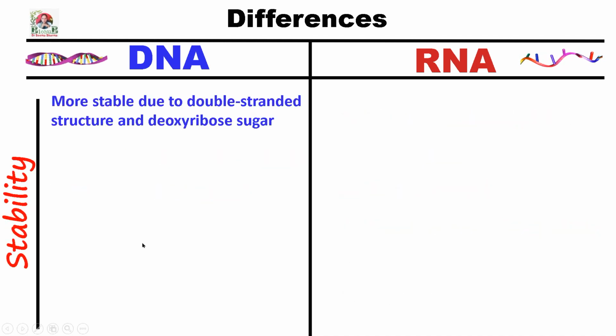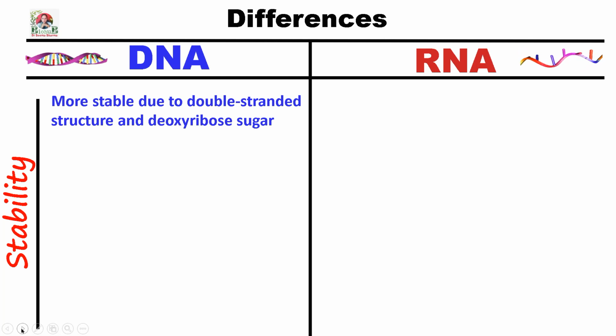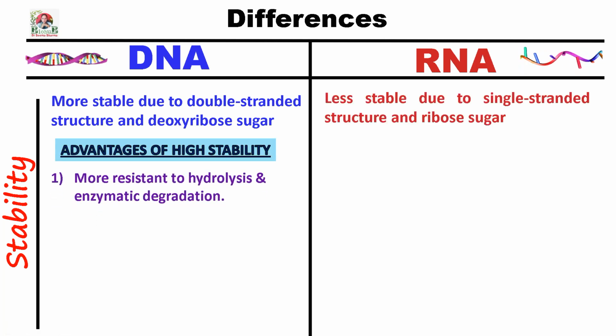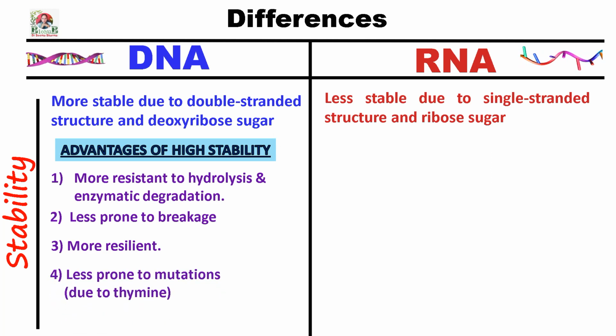Next parameter of differences about stability. DNA is more stable due to double-stranded structure and deoxyribose sugar. On the other hand, RNA is less stable because it's single-stranded structure and it has ribose sugar. Now, there are certain advantages of stable structure of DNA. Let's take up those. First advantage is that it is more resistant to hydrolysis and enzymatic degradation. Second, it is less prone to breakage. Third, it is more resilient. Resilient means tough. Fourth, it is less prone to mutations because it has thymine in it.